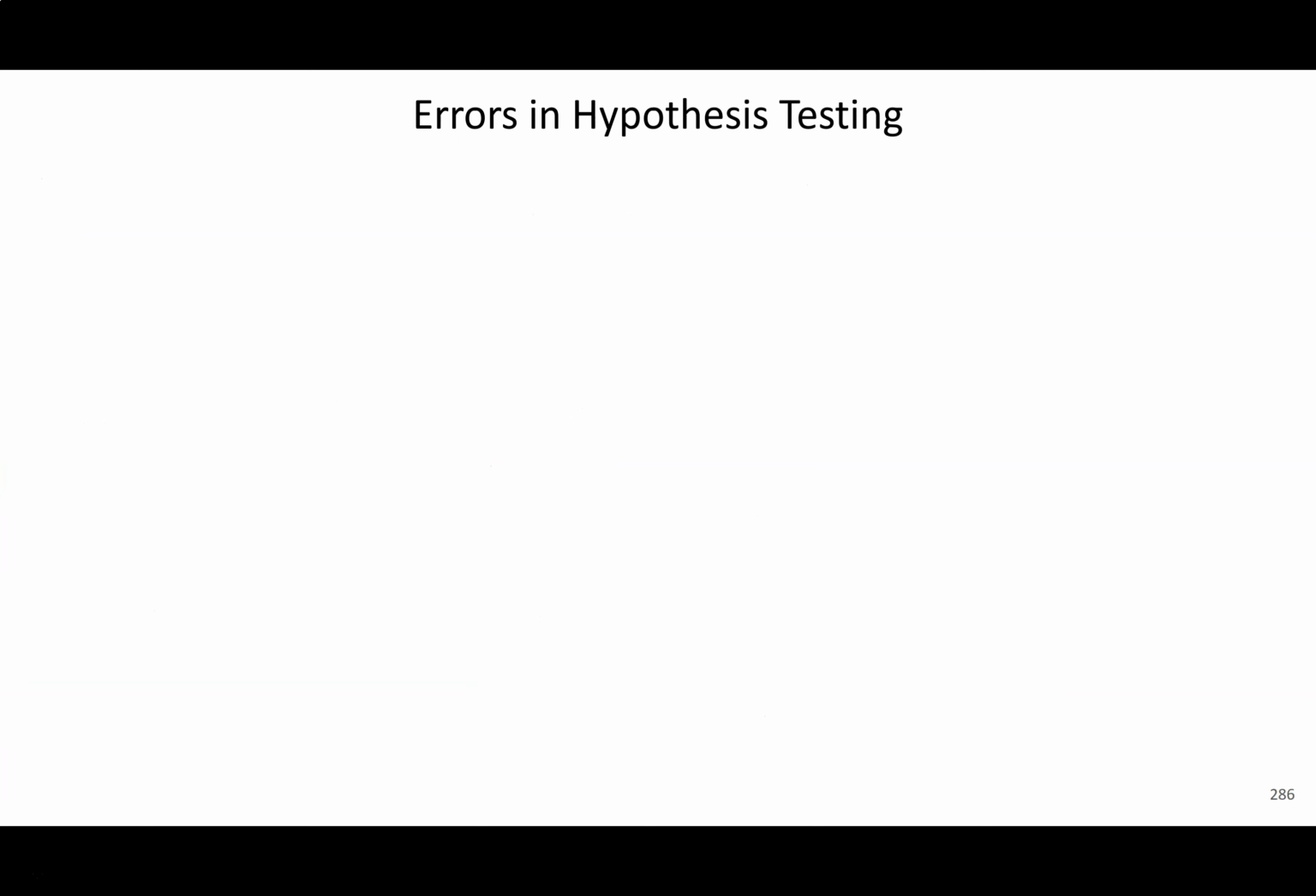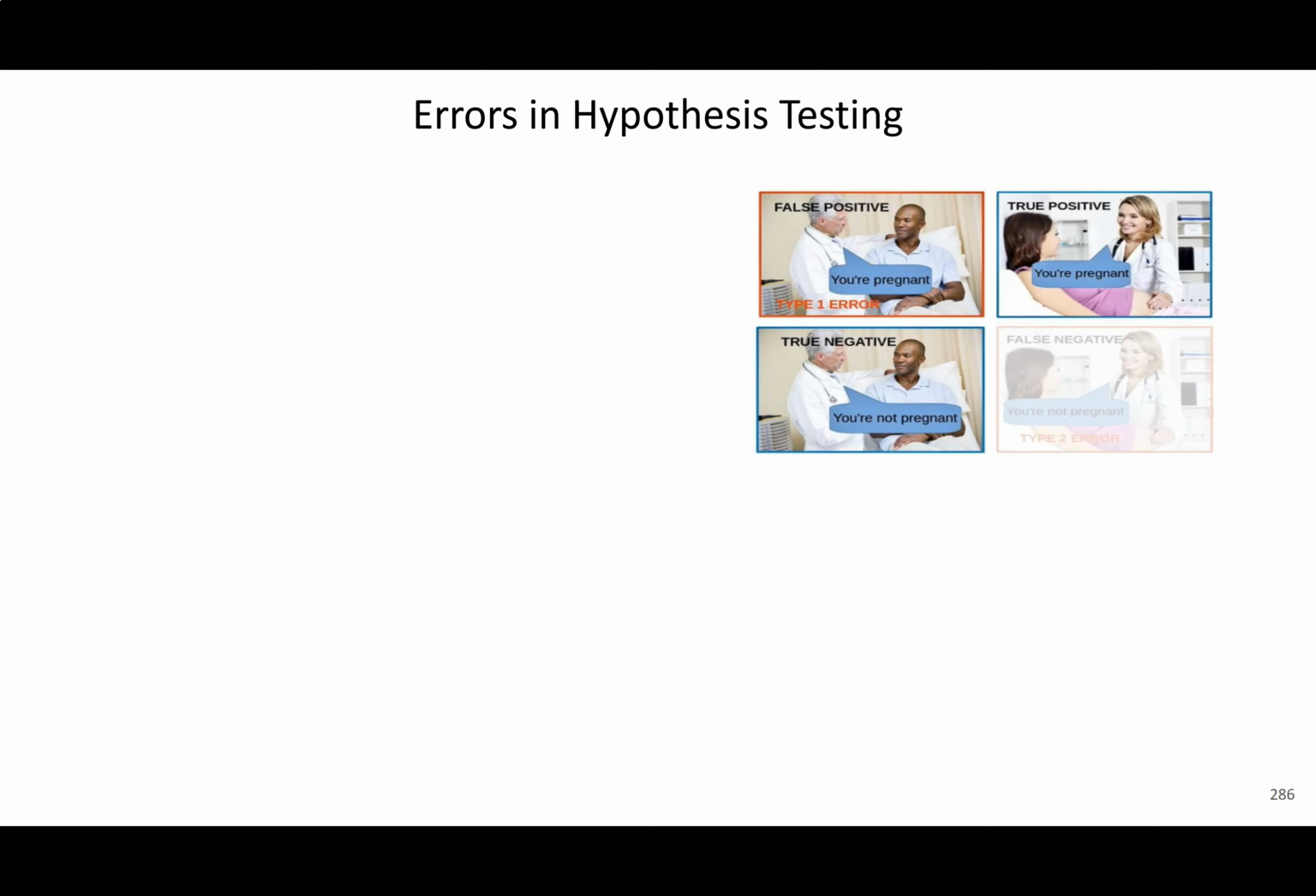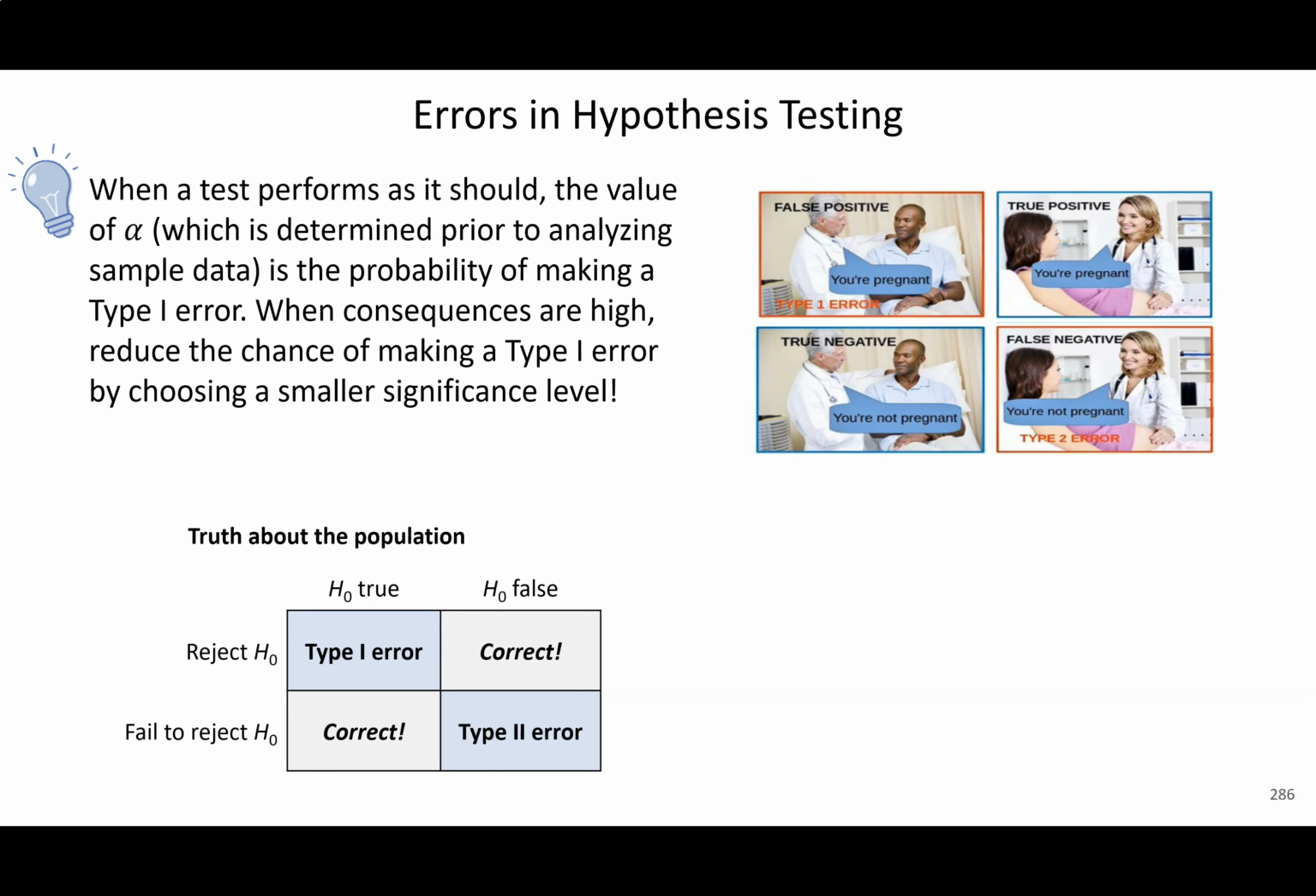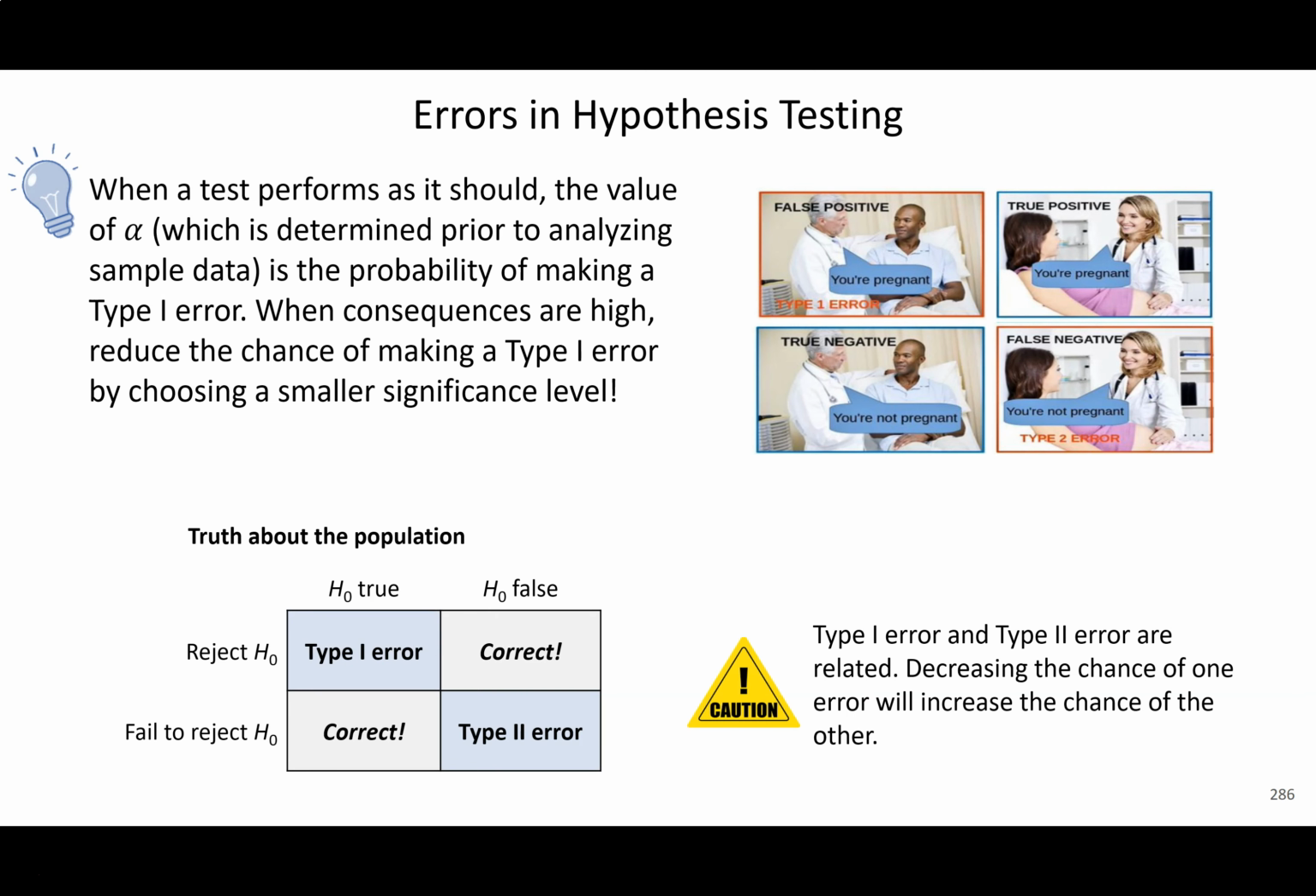So errors in hypothesis testing. This one can be fun. And we'll go through all of them. So when we go through a hypothesis test and we have a conclusion at the end, there's always that possibility our conclusion was not correct. It does not mean that we were incorrect. It just means we could be.